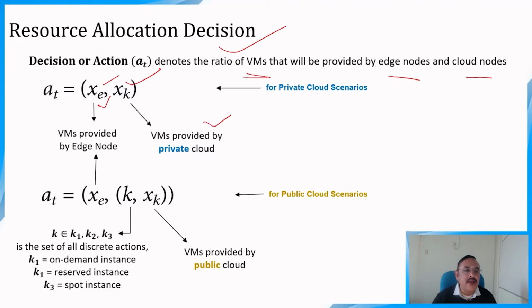Now, a t, that is the action part for public cloud, here x c remains the same, that is the virtual machines which are provided by the edge nodes. The virtual machine which is provided by the public cloud is parameterized, where x k is the virtual machine provided by the public cloud, but k becomes which type of service of a public cloud is taken. That is what is parameterized, that is k belongs to k 1, k 2 and k 3. K 1 is on demand instance service, k 2 is, let us say, reserved instance service, and k 3 is a spot instance service.